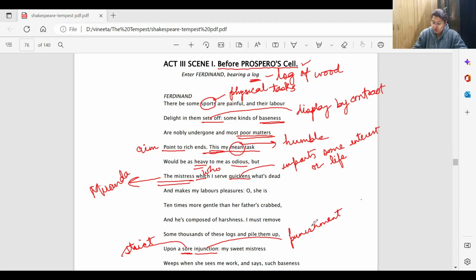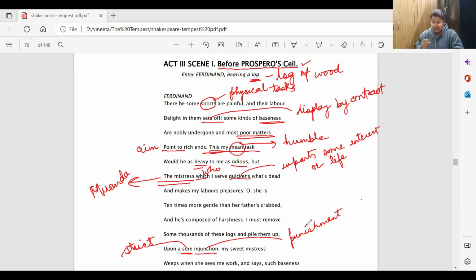So that's what he says, that I have to remove some thousands of logs of wood and pile them up upon a strict punishment. Now, what is this strict punishment? The same punishment that has been given to him by Prospero. Now, why has he been given this punishment by Prospero? Because Prospero considers Ferdinand to be a spy who has come to this island to usurp it from him.